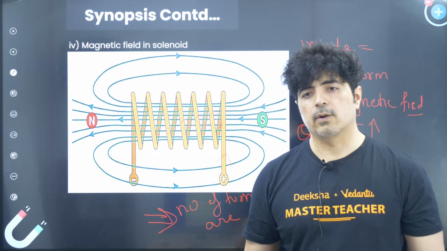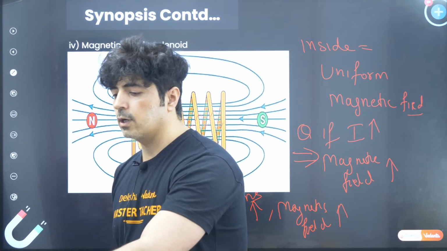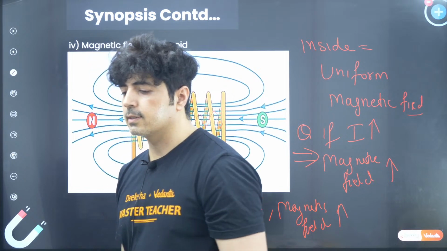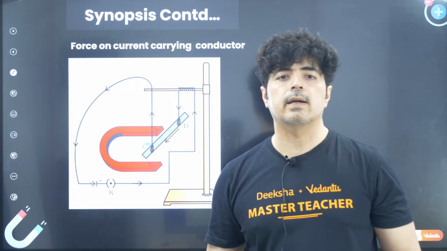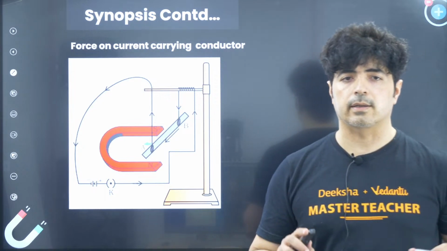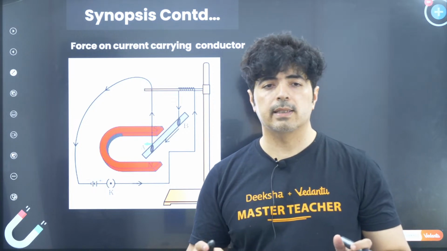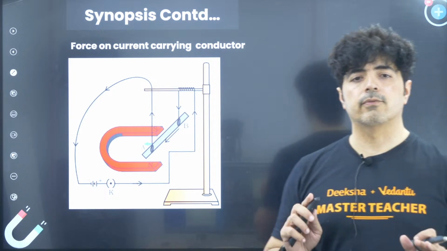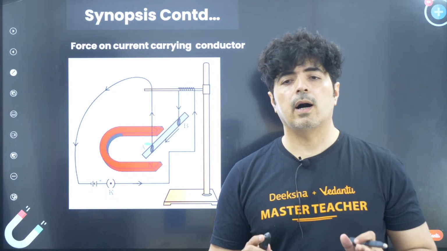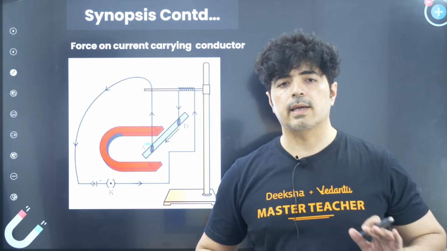Everybody. Okay. All right, guys, let's do our next topic. Our next topic is force on a current carrying conductor. It means, let's say there is one conductor kept in a magnetic field. How is the force on a current carrying conductor calculated?